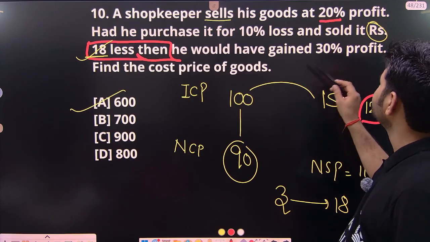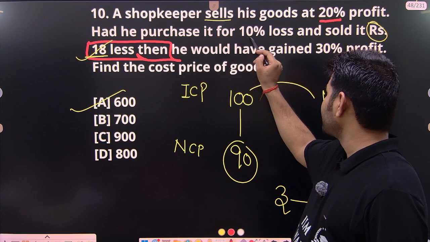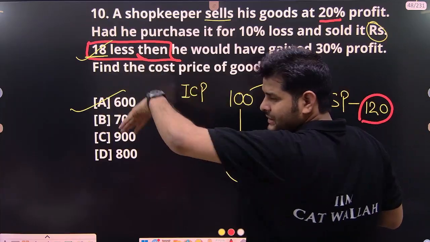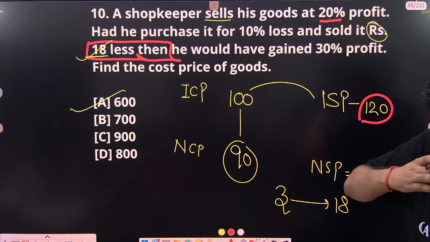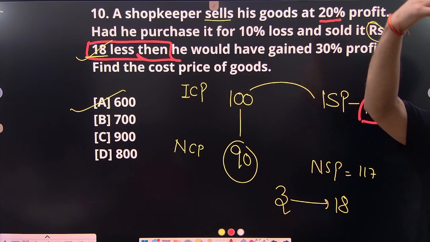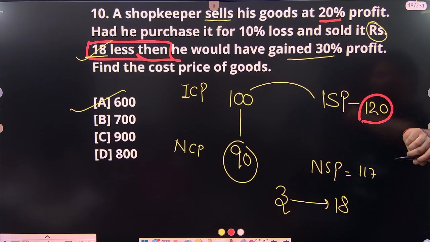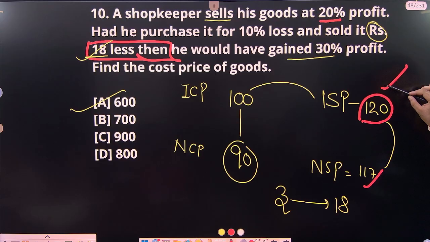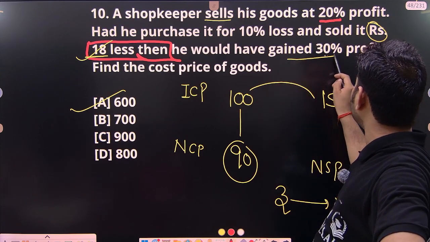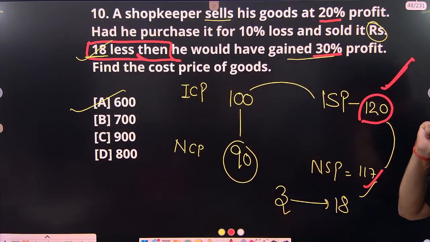Now the question says had he purchased it for 10% loss and sold it for rupees 18 less, he would have gained 30% profit. मतलब 10% कम में खरीदा होता और 18 रुपए कम में बेचा होता, तो 30% प्रॉफिट होता। तो इसका मतलब पहले कितने में बेच रहा था? 120 में। आज कितने में बेच रहा है? तो बेसिकली कितना लॉस हो रहा है? 3 यूनिट का लॉस हो रहा है। और ये है 20% प्रॉफिट में बेचना, ये है 30% प्रॉफिट में बेचना। तो जब 30% प्रॉफिट में बेचते हैं तो लॉस होता है 18 रुपए का। तो बेसिकली 18 रुपए किसको रिप्रेजेंट करेगा?